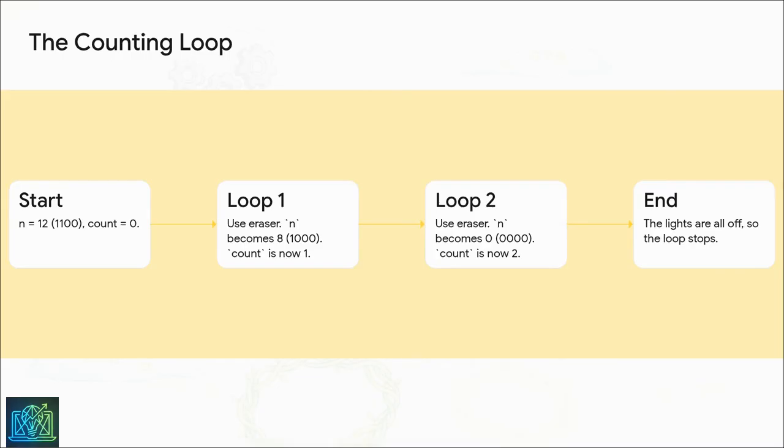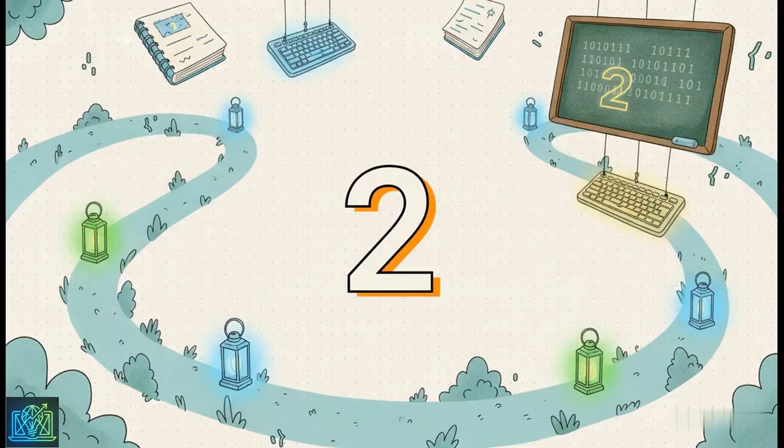See, each time we use it, we know we've turned off exactly one light, so we just keep a counter. For the number 12, we erase one light, our count is 1. We erase the next one, our count is 2, and now all the lights are off, so we stop. The final answer is 2. And what's so brilliant about this is that the code only loops as many times as there are on lights. For a number that might have only 2 lights on out of, say, 32 possible positions, we only loop 2 times, not 32 times. It is incredibly efficient.